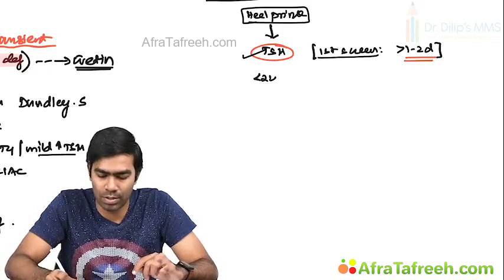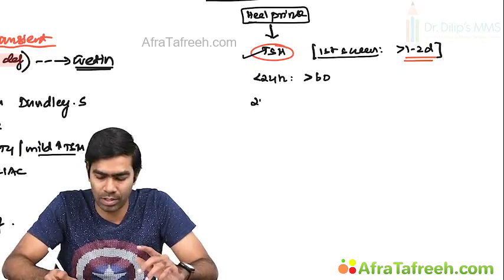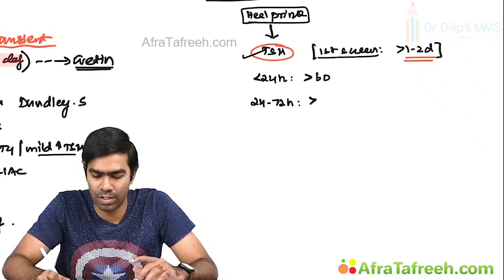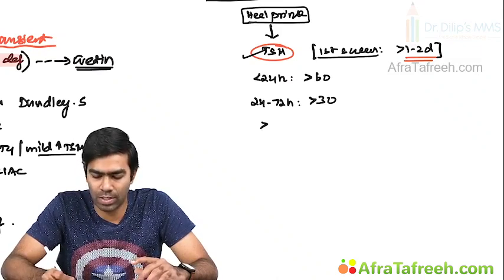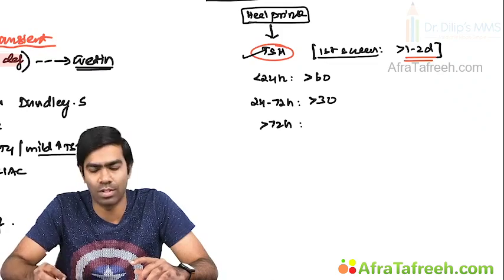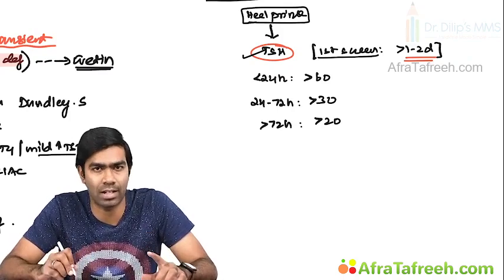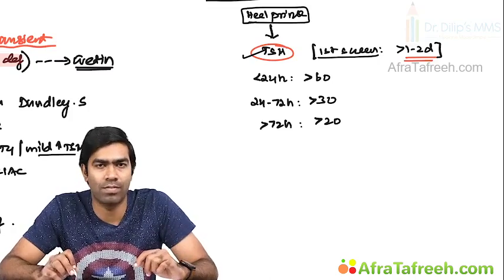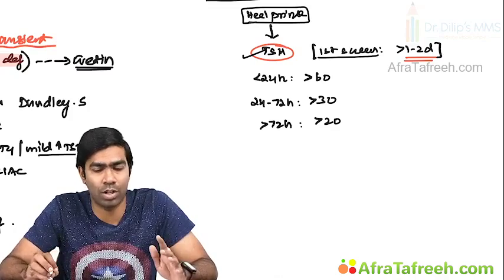Within 24 hours, if it's more than 60, you can suspect. If it's in the range of 24 to 72 hours, and it is more than 30, you can suspect. Or if the child is more than 72 hours of age and TSH is more than 20, you can suspect. This is screening and it's a spot test. You suspect, you don't confirm. So with these values, you can suspect congenital hypothyroidism.